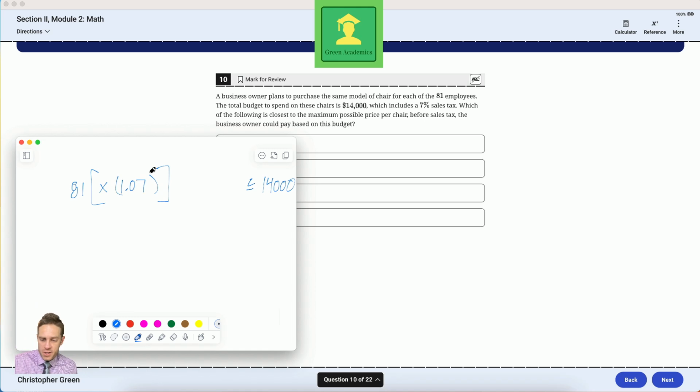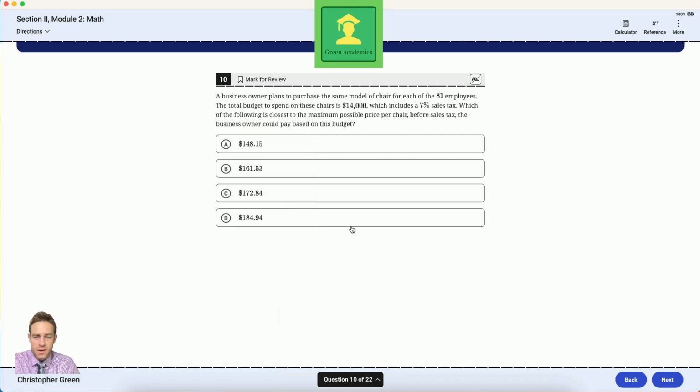And from here, it's just on the calculator. 81 times 1.07 is 86.67x, being less than or equal to 14,000. And then this quotient should be the answer. I got 161.53 in dollars. Yeah.